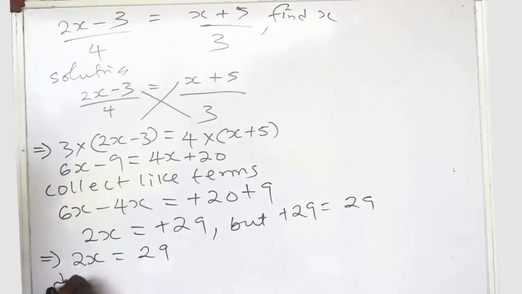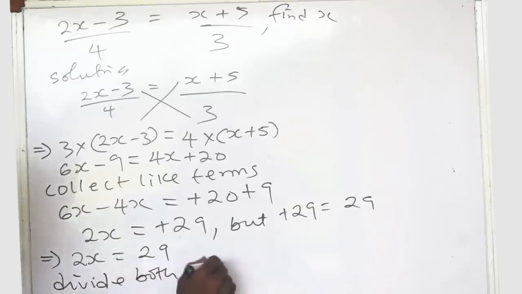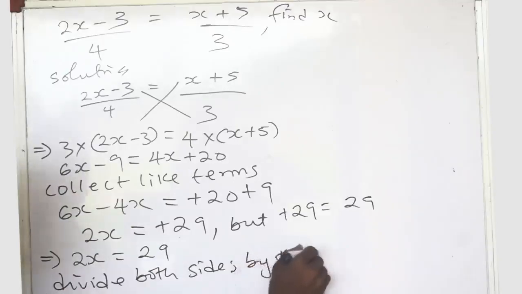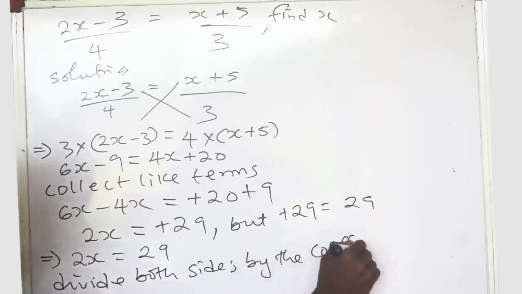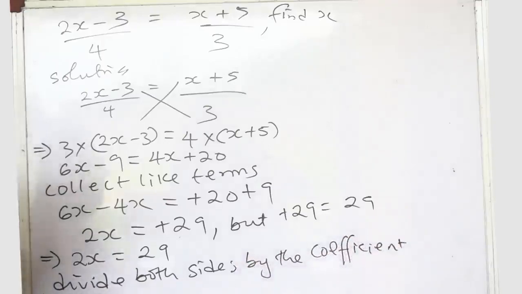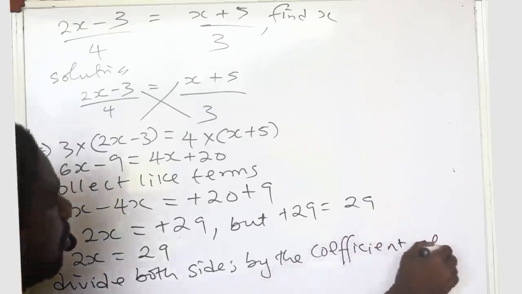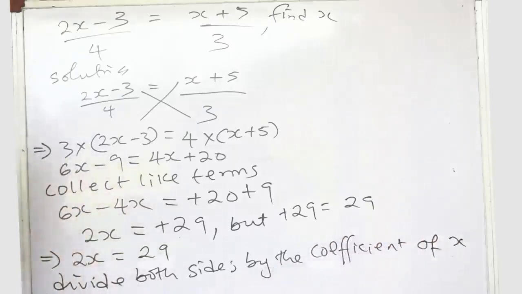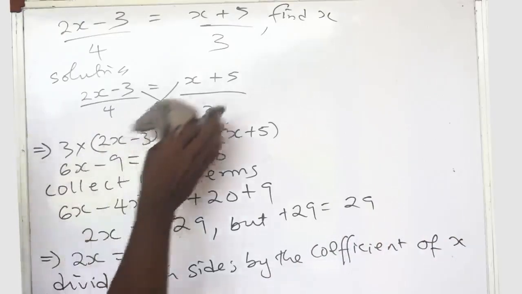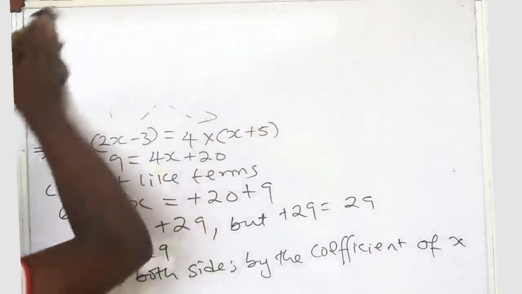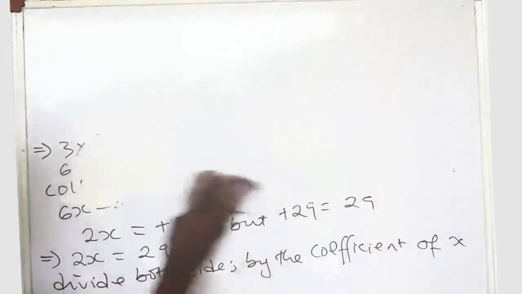We are looking for x, we are not looking for 2x. So to get x, we divide both sides. We are dividing because of the presence of equality sign. So divide both sides by the coefficient. So feel free to watch my video on YouTube that has to do with introduction to fraction, to algebra, where I made mention of the coefficient of x. So in case you don't know the meaning of coefficient, let me clean the board and make do with what we have.